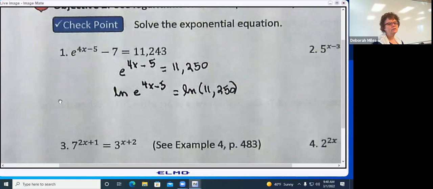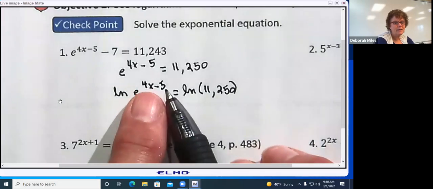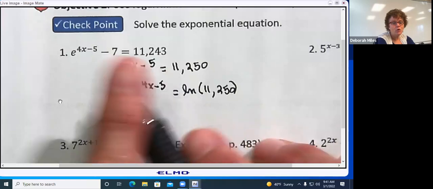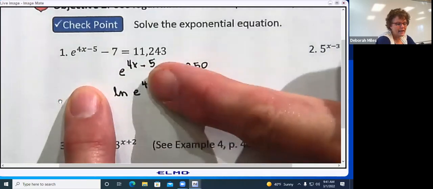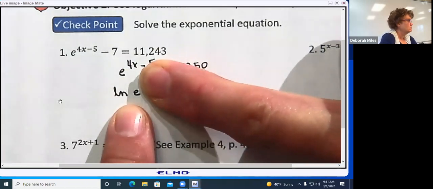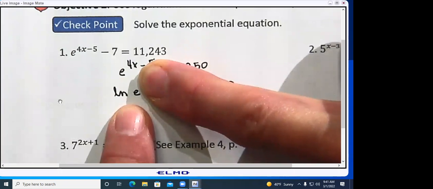And what does that do for us on the left-hand side? When I take natural log of e to the 4x minus 5, what's left? Just the 4x minus 5, because natural log and e undo each other. Just another way I could think about it, to show you that there are several ways to think about it. I could bring that 4x minus 5 out front. Then all I'd have left is natural log of e. What's natural log of e? One. It's 1.